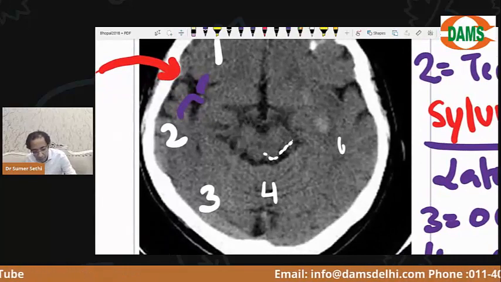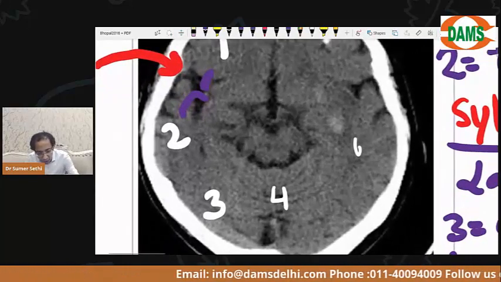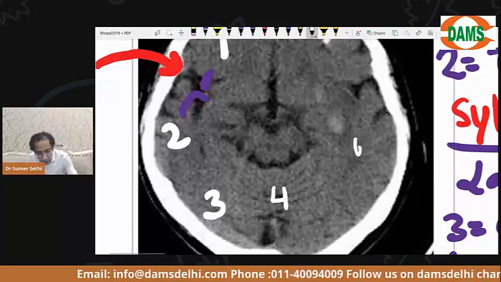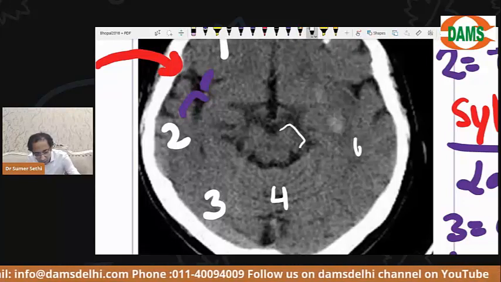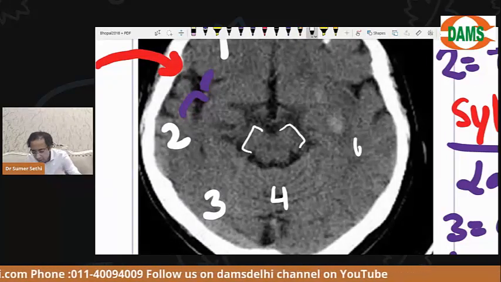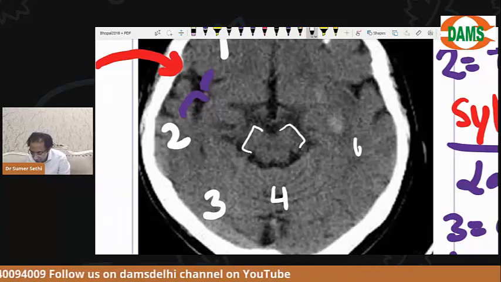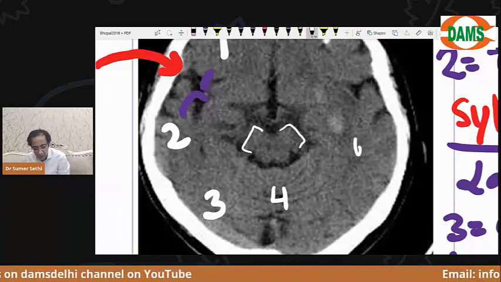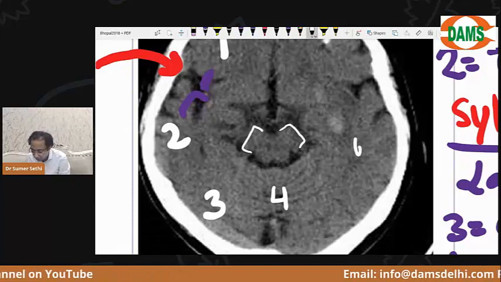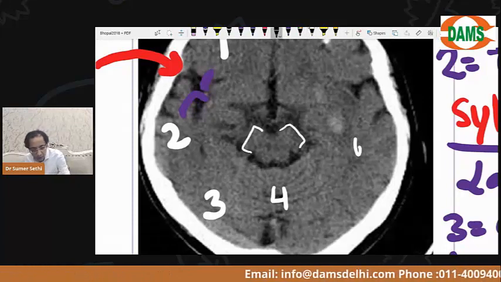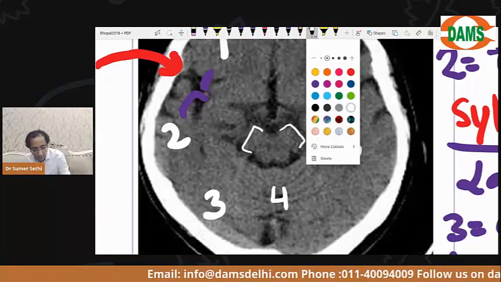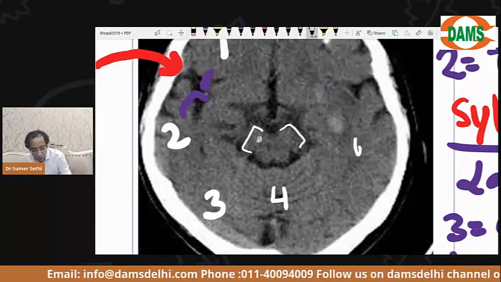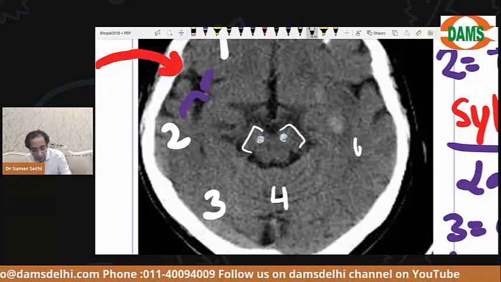Now see, I'm going to make a diagram and make you understand. Just understand it with me here. This is where you have the crus cerebri, where you have the corticospinal tract, the pyramidal tracts. And this is where you have the substantia nigra.